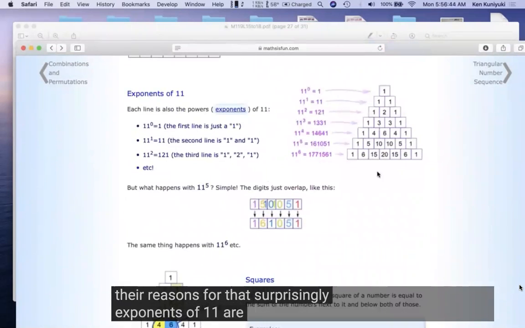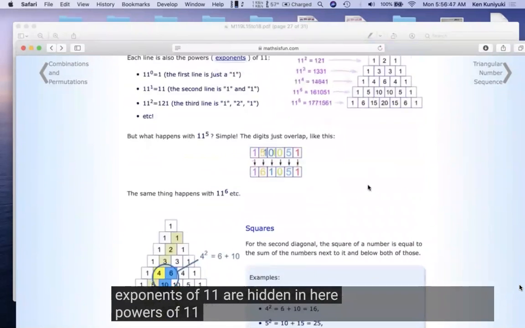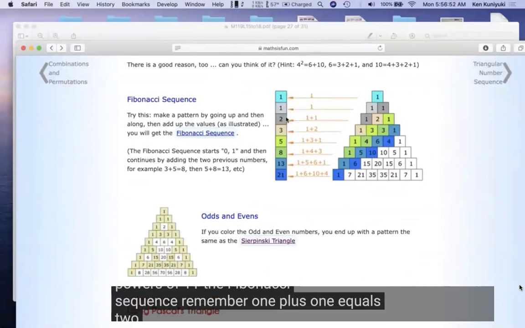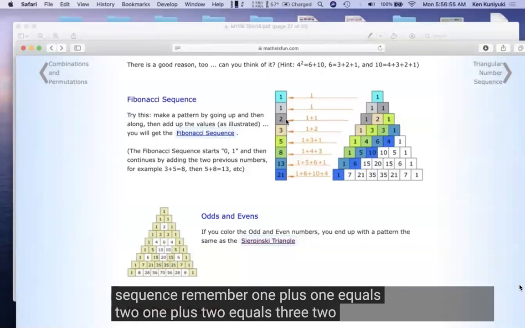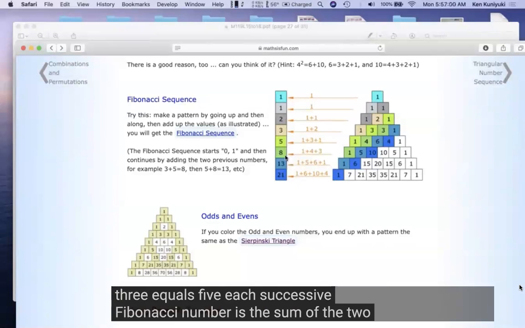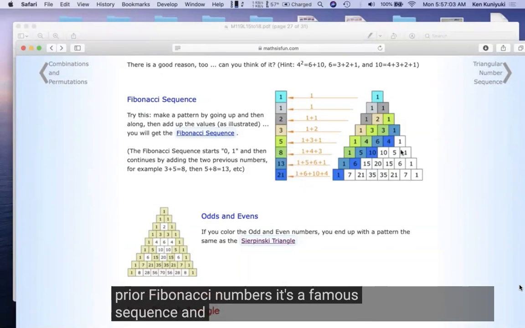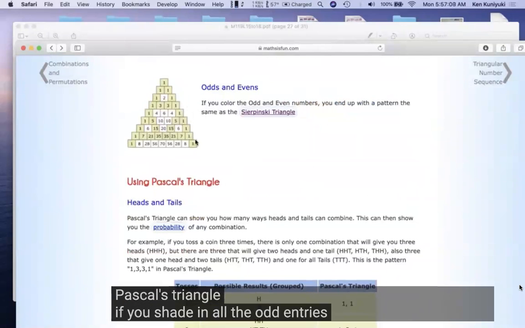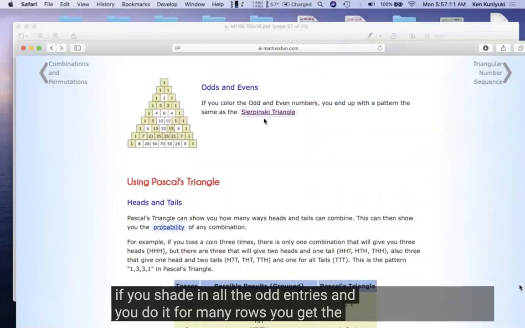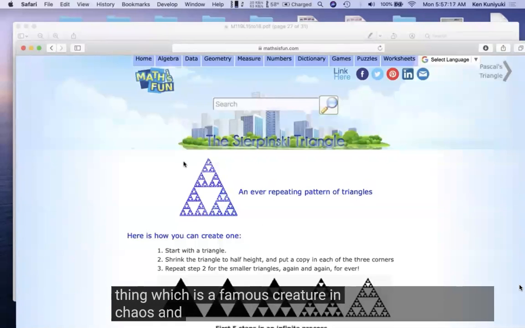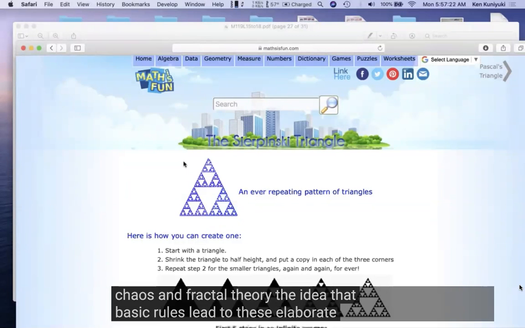Surprisingly, exponents of 11 are hidden in here, powers of 11. The Fibonacci sequence, remember, 1 plus 1 equals 2, 1 plus 2 equals 3, 2 plus 3 equals 5. Each successive Fibonacci number is the sum of the two prior Fibonacci numbers. It's a famous sequence, and it's also hiding in Pascal's triangle. If you shade in all the odd entries, and you do it for many rows, you get the Sierpinski triangle or gasket. It's this thing, which is a famous creature in chaos and fractal theory. The idea that basic rules lead to these elaborate, complex patterns.